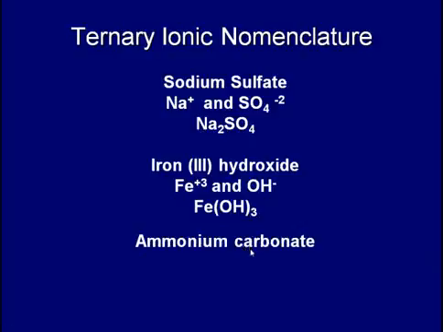Ammonium carbonate. This is going to be 2 different polyatomic ions. There's only one positive polyatomic ion, and it's ammonium. So I have ammonium and carbonate. Because carbonate is -2, and the ammonium is +1, I'm going to need 2 ammoniums to make this balance to 0, like so.